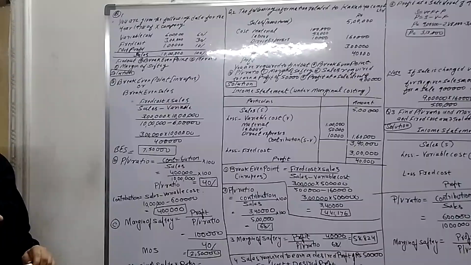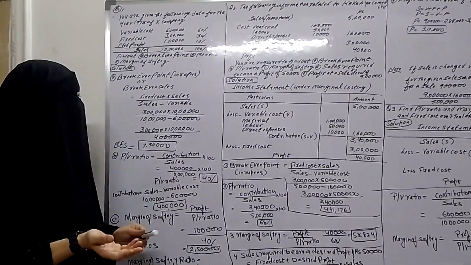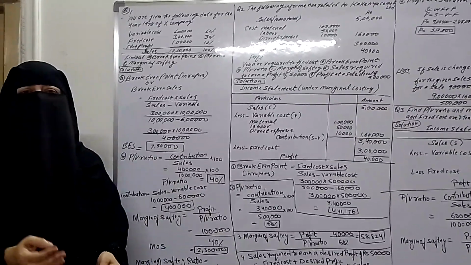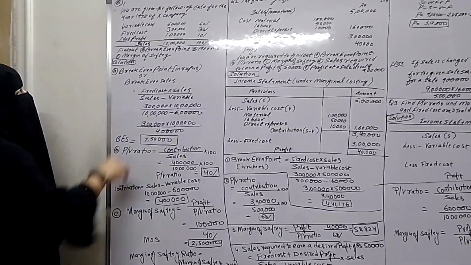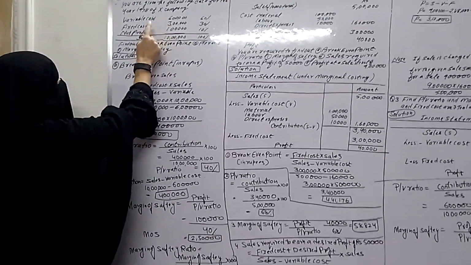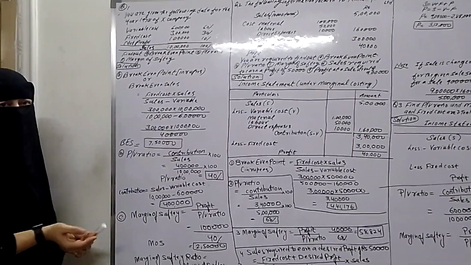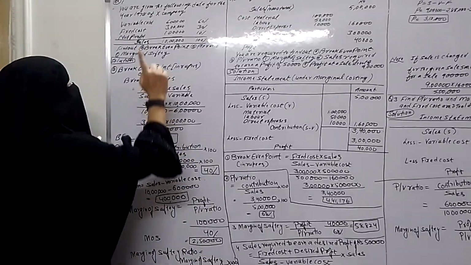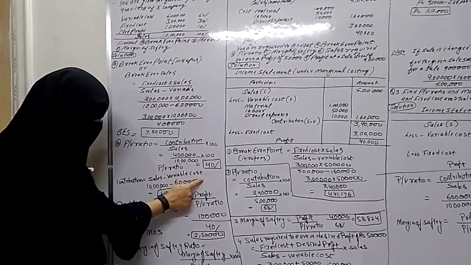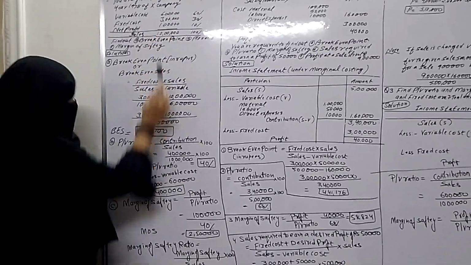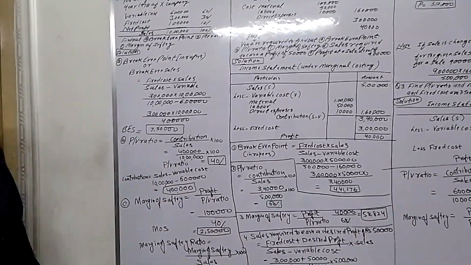For PV ratio, the formula is contribution by sales into 100. And contribution is nothing but sales minus variable cost, or you can find contribution fixed cost plus profit also. So here sales is given, variable cost is given, fixed cost is also there, profit is also there. So you can find the contribution by applying sales minus variable cost, or you can find the contribution by adding fixed cost plus profit. So here contribution sales minus variable cost. Sales is 10 lakh, variable cost is 6 lakh. So 10 lakh minus 6 lakh, 4 lakh is the contribution.